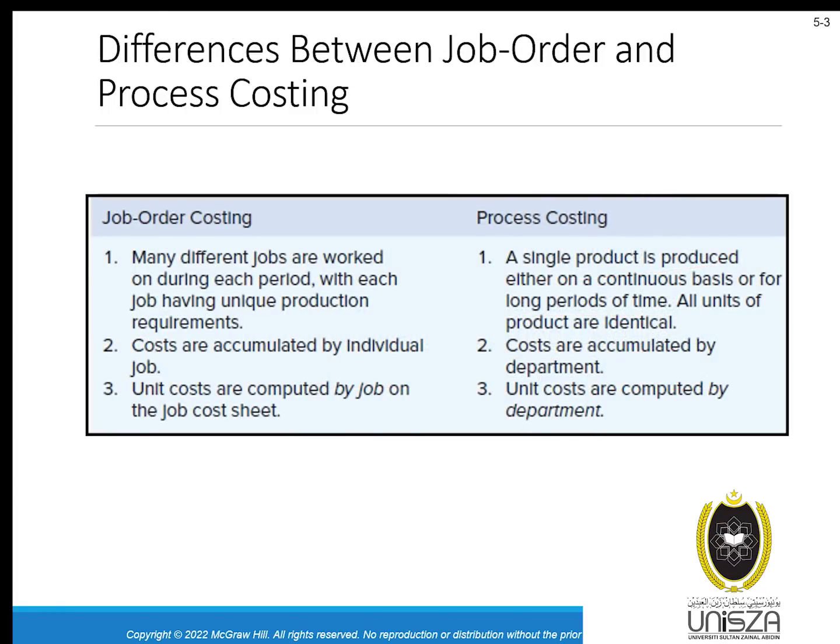And now we look at the differences between the job order and process costing. In job order costing, there are many different jobs or work during each period. We have many jobs, and each job has unique production requirements or unique characteristics of the products produced. Whereas when we are using the process costing system, the product is produced either on a continuous basis or for long periods, and all units of product are identical.